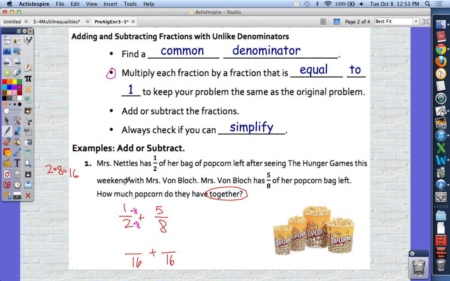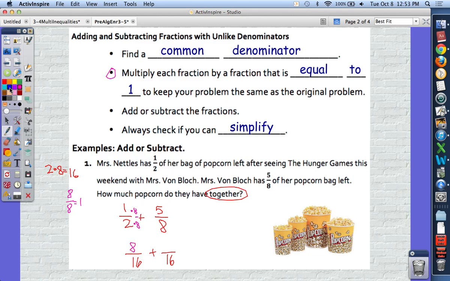Because think about that, guys. What is 8 divided by 8? That's actually 1. So if you multiply the top and the bottom by the same number, you're keeping the fraction the same. So 1 times 8 is 8.